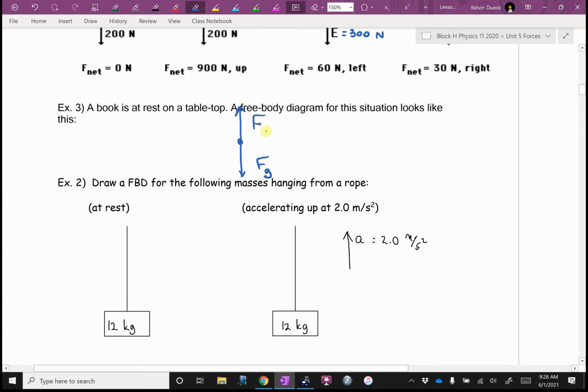So what did we just put? F table. We're going to give that a special name later, but for now, sure, table. Why would it be force equal to force of gravity? They're the same size. If you want me to write an equation, I would say Fg equals F table, and if I knew how to calculate one, I could calculate the other. And we'll get there. We're just not there yet. Okay?